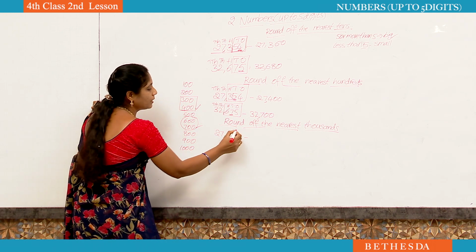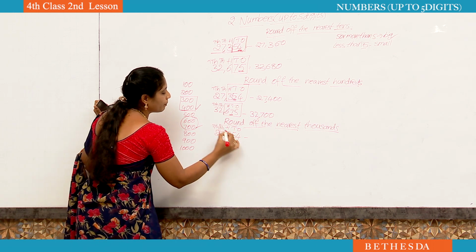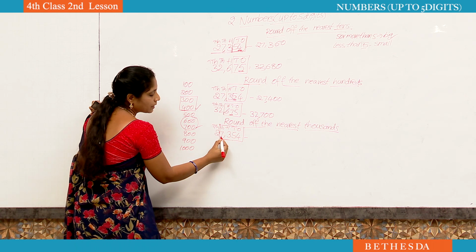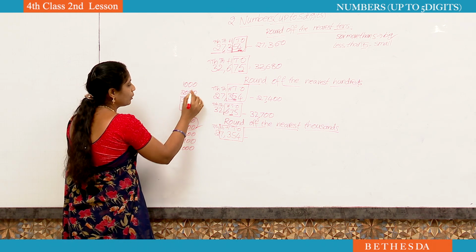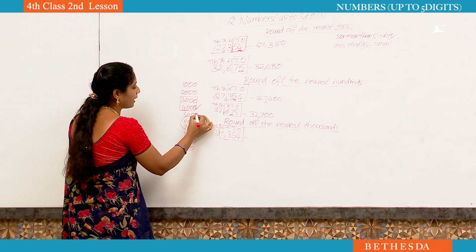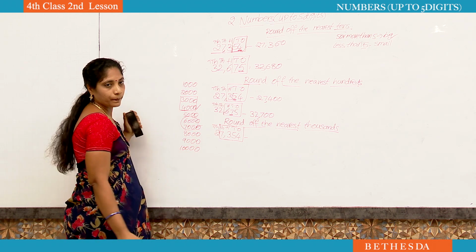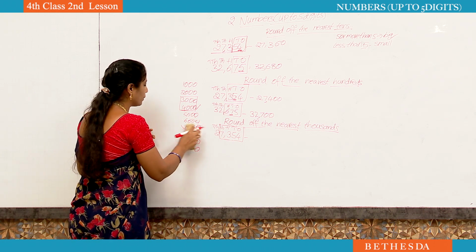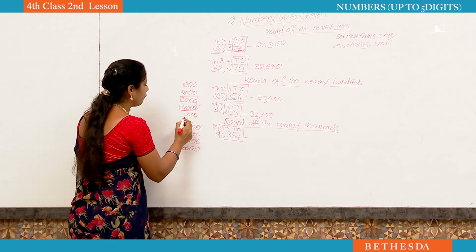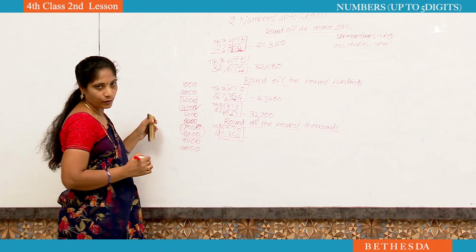See here, same number I am taking here, 27,354. Now thousands. Write the place values. Take from the thousands number onwards. Now what is the number? 7,354. Now write the thousands: 1,000, 2,000, 3,000, 4,000, 5,000, 6,000, 7,000, 8,000, 9,000, 10,000. Now 7,354. Where will it come? It will come between 7,000 and 8,000.